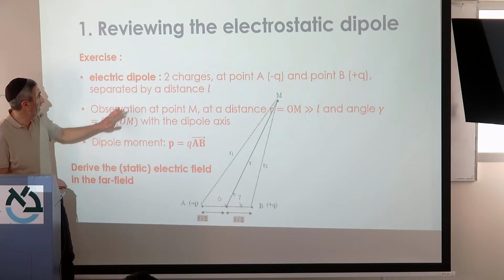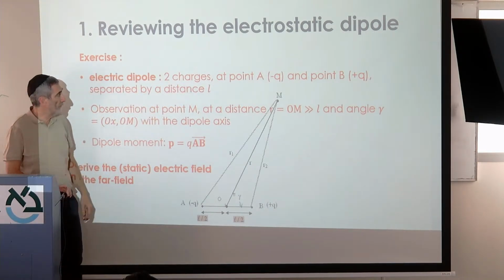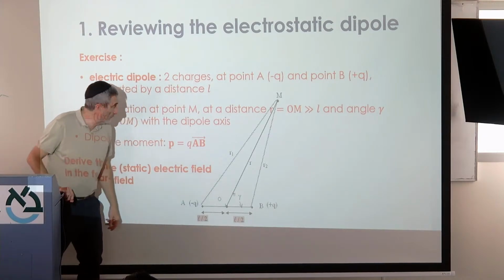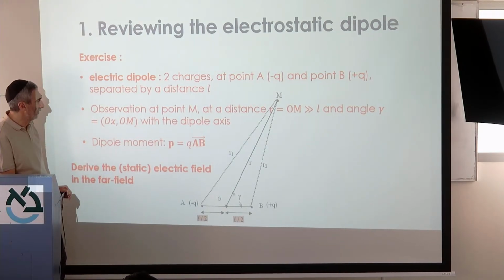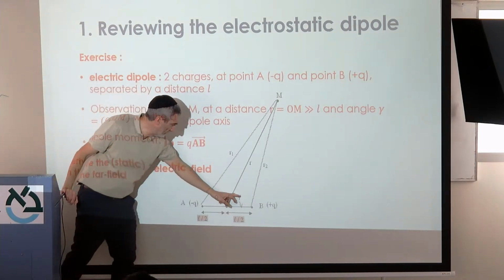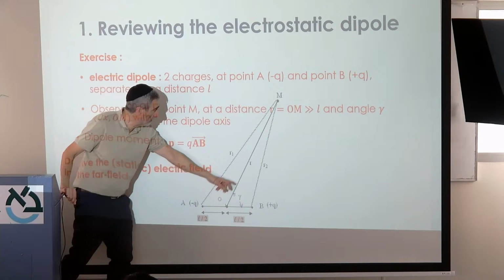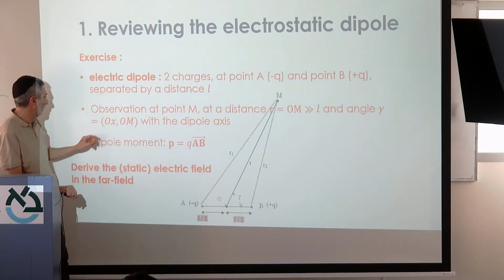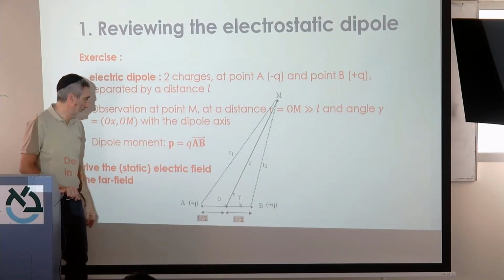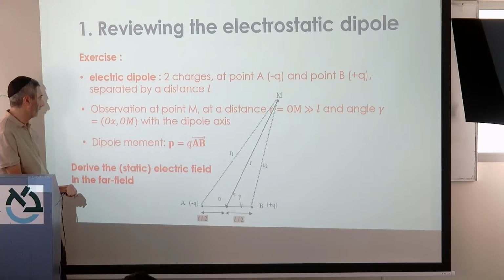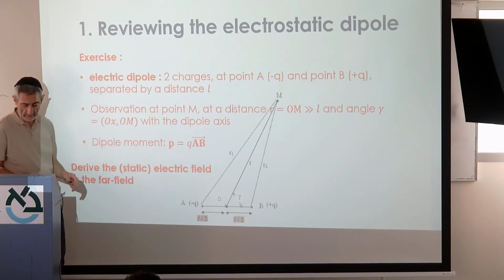So let's consider a dipole with two charges, minus q at point A and plus q at point B, separated by distance L. We observe at the point M, there is an angle gamma here, the distance r from O to M, and the dipole moment is given by q times the vector AB, so AB has length L. The question is to derive the static electric field in the far field.